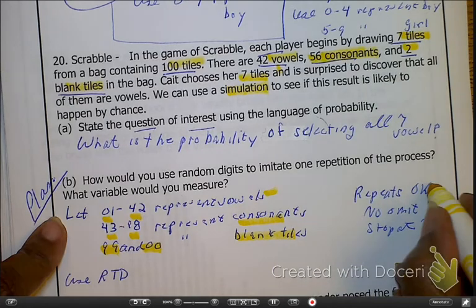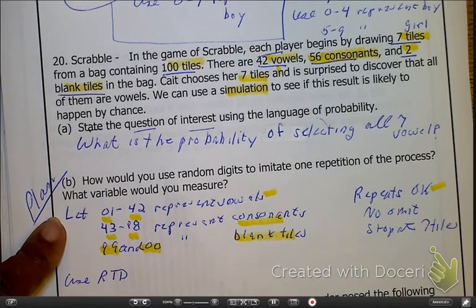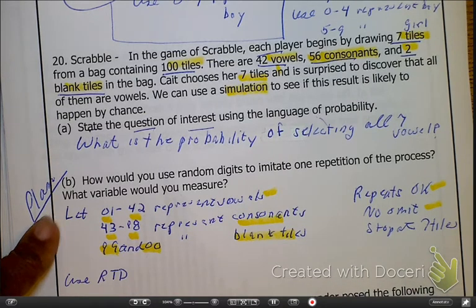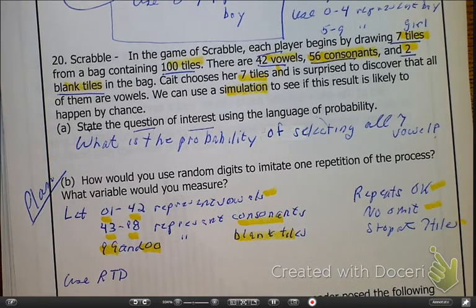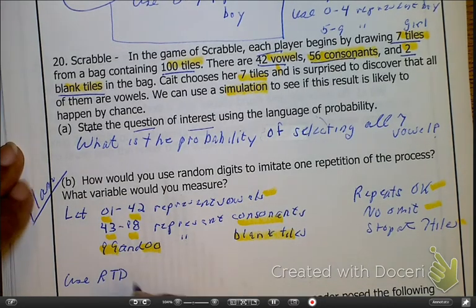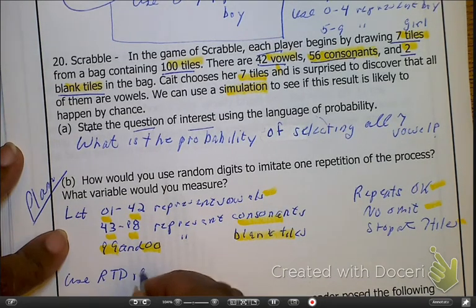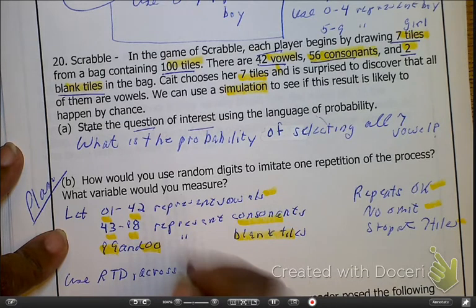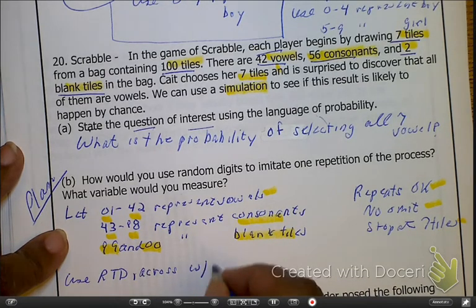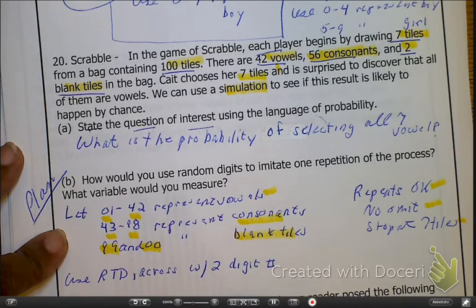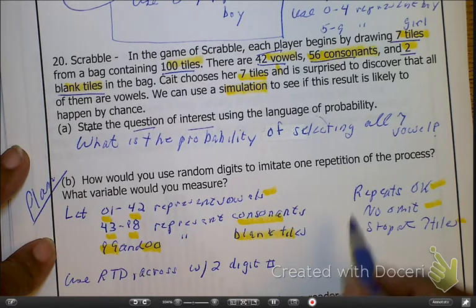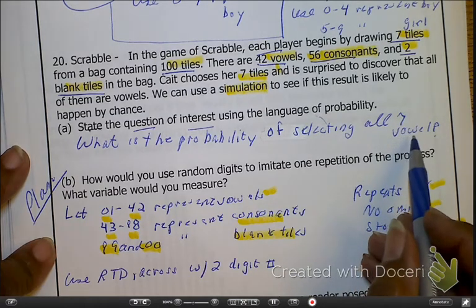Then repeats are okay, because that means we get the letter more than once. No omits, because we're using every 2-digit number that we have. We're going to stop at 7 tiles. And then we're going to use our random digit table, going across with 2-digit numbers, to find out which ones we will be getting, because we want the probability of all 7 vowels.